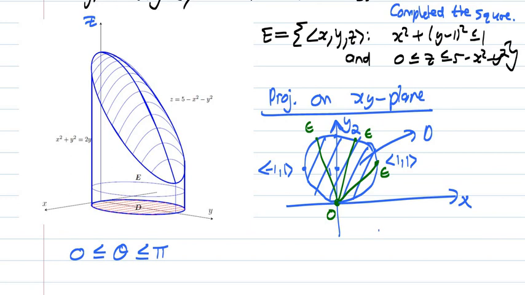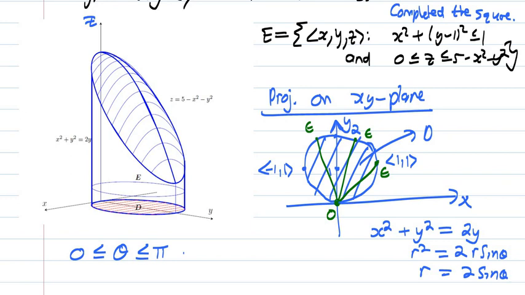So the equation of the circle is x squared plus y squared equal to 2y. So x squared plus y squared, that's r squared. And remember, what is y? y is r sine theta. So r squared equals 2 r sine theta. Now if r is positive, we get that r is 2 sine theta. So we see that region D is described when r is between 0 and 2 sine theta.